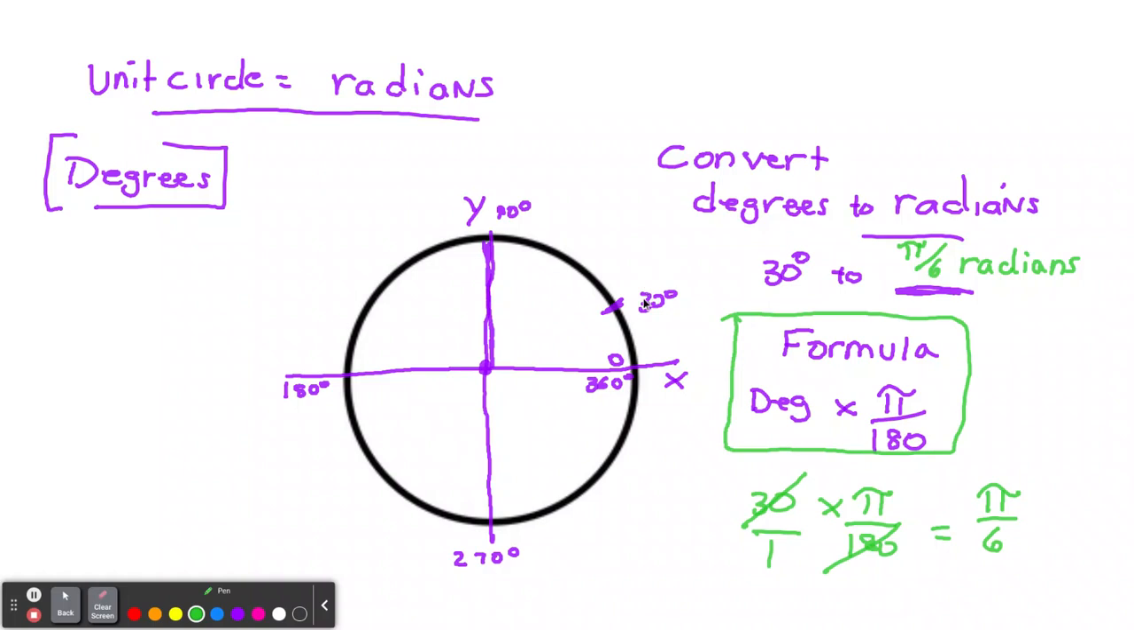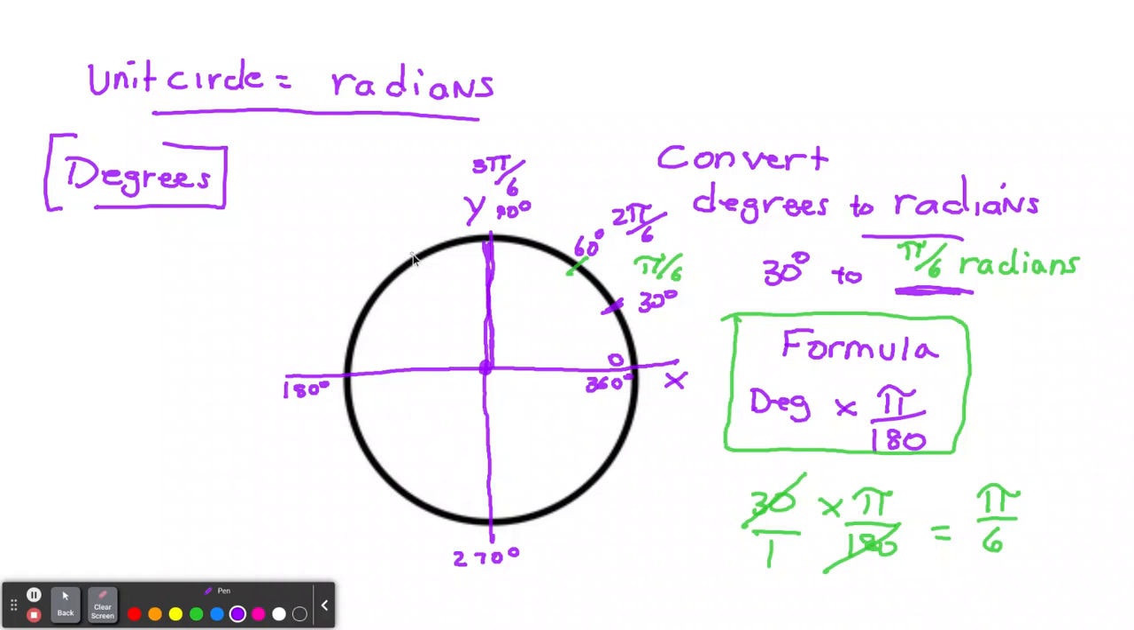Now, if you remember that 30 degrees is pi over 6, there's another way you can do it also. You can look at, well, what about 60 degrees? Well, 60 degrees would be 2 pi over 6 radians. And 90 degrees would be 3 pi over 6. So every 30, I'm just adding a number.